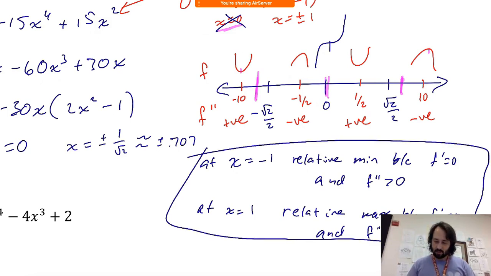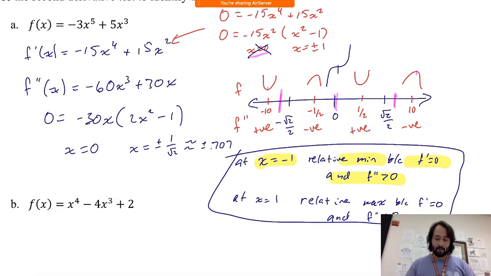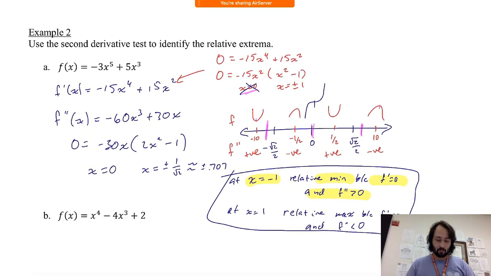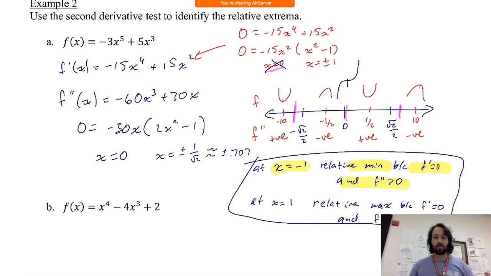That is what I expect to see for all of your justifications. This is not complete without both of these statements. You also have to tell me what kind it is and where it is. So that whole statement right there could be worth 3 points. All right, but that is using the second derivative test to identify any extrema.